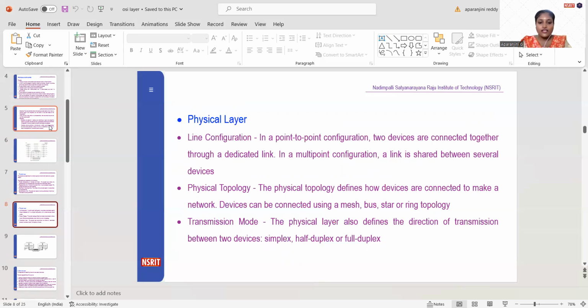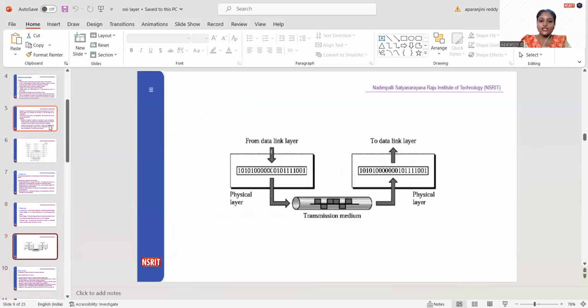Next, we have the transmission mode. The physical layer also defines the direction of transmission between two devices: simplex, half duplex, and full duplex. In the physical layer, the data will be transmitted in the form of bits, that is, bits in a pattern of 0s and 1s. The data sent from the data link layer on the sender side is the same data that will be received through the transmission medium on the receiver side.